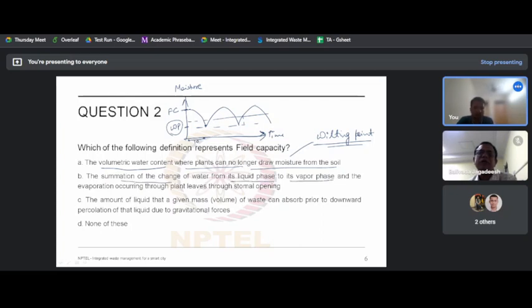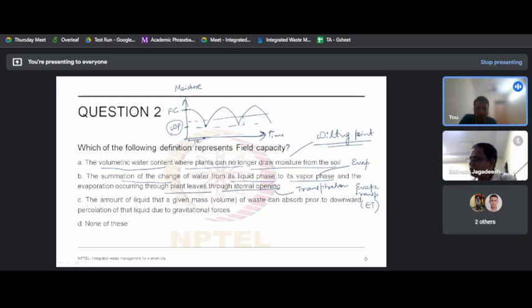So what is this? This is nothing but evaporation, and the evaporation occurring through the plant leaves through the stomatal opening. So this is transpiration. So they are asking about the summation of both. So this will be called as evapotranspiration. So indicated by ET as discussed in the first question also.